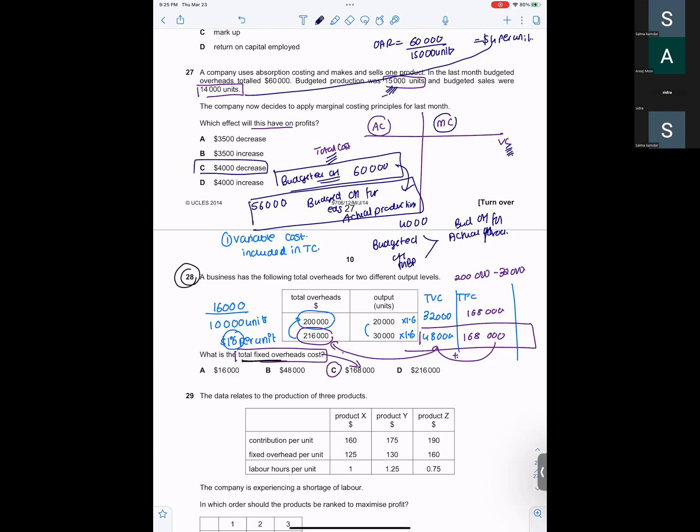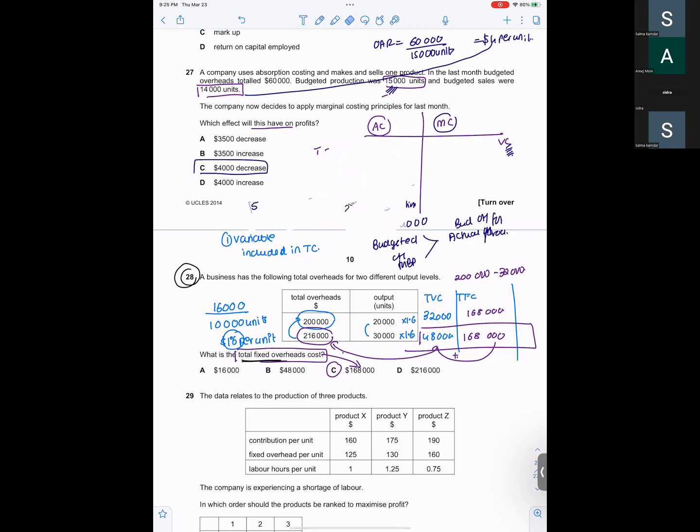You're getting the correct answer, but with the wrong logic. No, miss, I read the question. The company now decides to apply marginal costing. When you compare absorption costing and marginal costing, there is a difference in profit only because of the fixed cost included in the closing inventory.